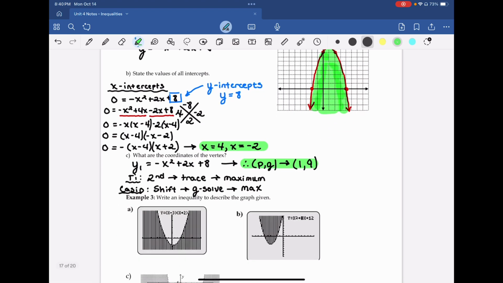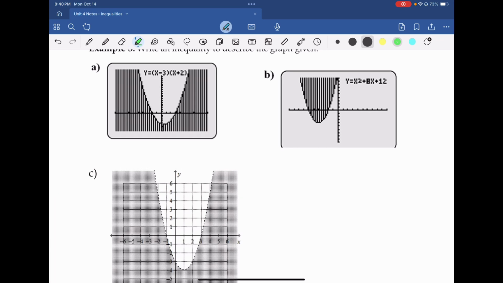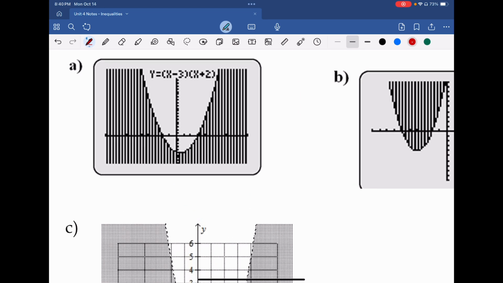All right, now let's go to class example 3, where they're going to give us some graphs and then ask, can you tell me what the equation would be based on not only the boundary being either solid or dotted, but based on the equation that's given, or maybe not given, and we need to figure out. Starting with the first one, this one's a bit of an easy one. We have a solid line.